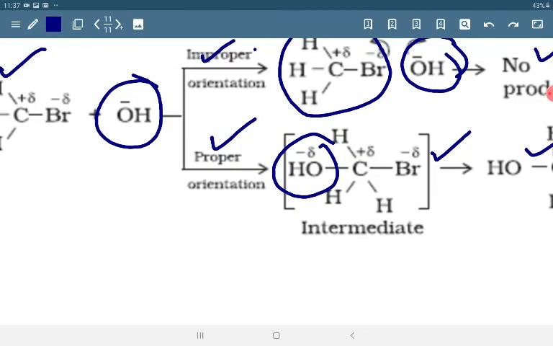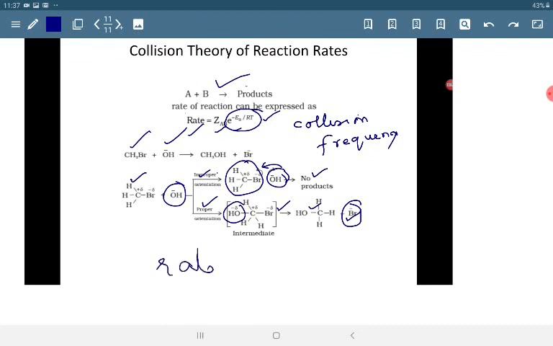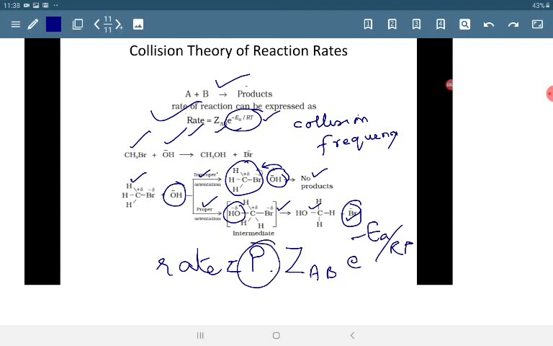So ultimately the equation will become this. Here, same equation I'm writing, but additionally P is also written here: rate is equal to P ZAB e to the power minus EA by RT, where P is called the probability factor and it takes into account the orientation between the molecules. This orientation factor is also to be taken into account. P is the orientation factor, ZAB is the collision frequency, and e to the power minus EA by RT is the fraction of molecules which have energy equal to or greater than EA.